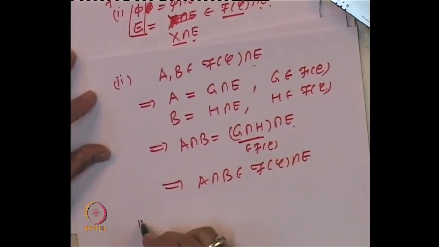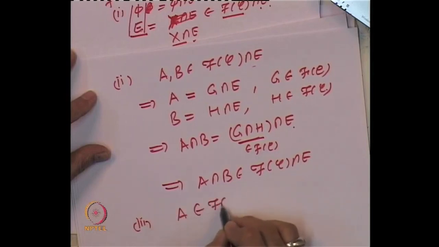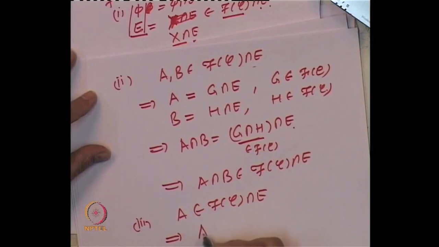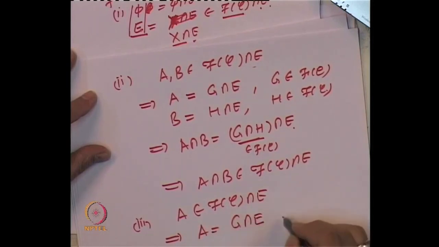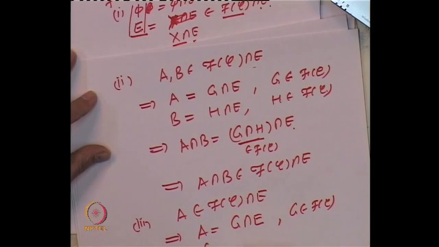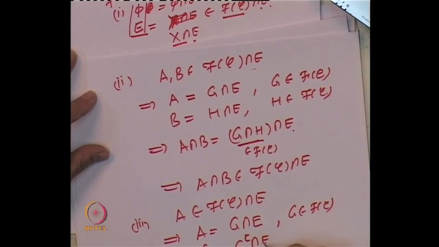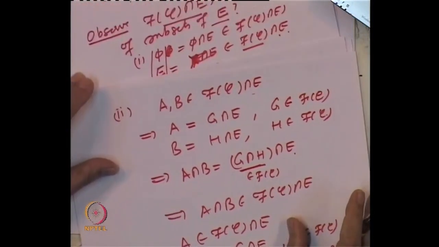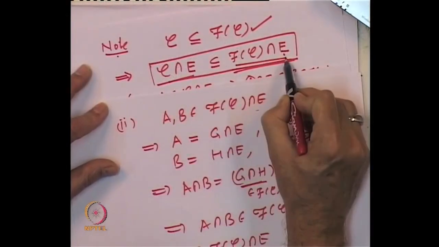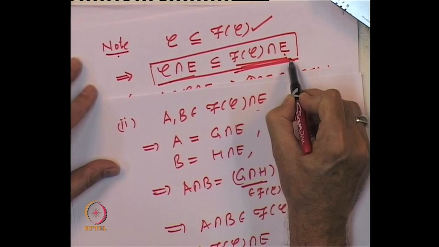And finally, let us look at the third property. If A belongs to F of C intersection E, that means A can be written as G intersection E, where G belongs to F of C. Now let us look at A complement, but keep in mind that A complement is taken in E. So, this is nothing but G complement intersection E. We are taking the complement inside the set E, because we are looking at the collection of subsets of E. So, this belongs to F of C intersection E. So, what we have shown is that C intersection E is a subset of this collection, and this collection is an algebra.